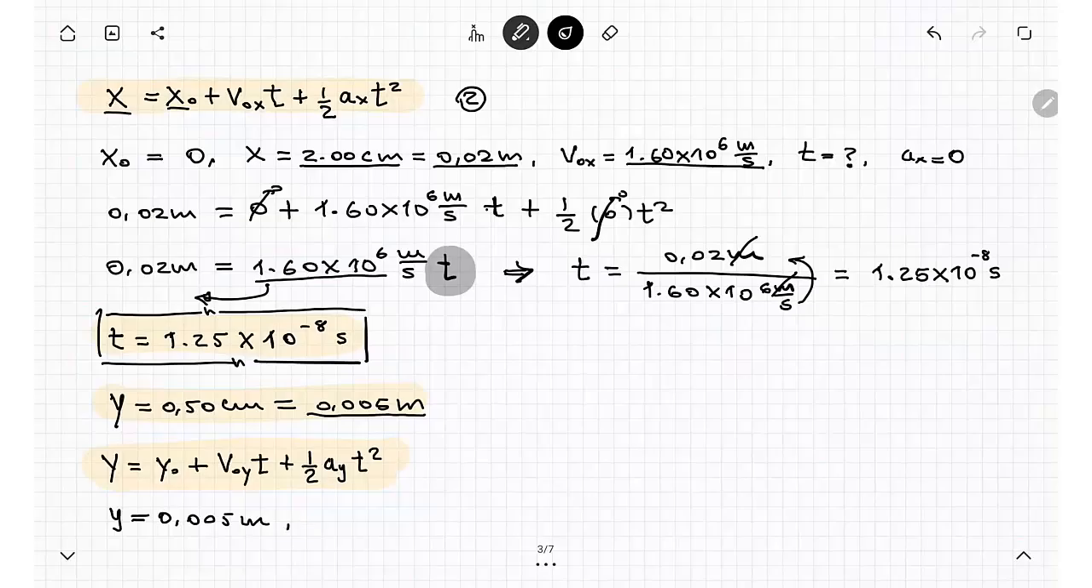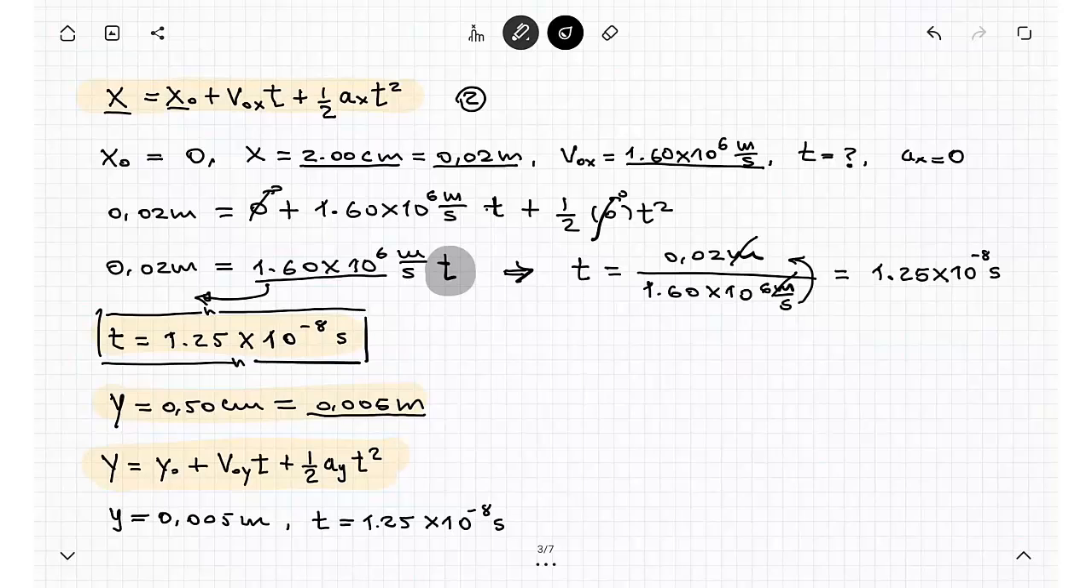The time traveled by the particle, we calculated on the previous step. So that time is equal to 1.25 times 10 to the minus 8th power seconds. It's a really short period of time.